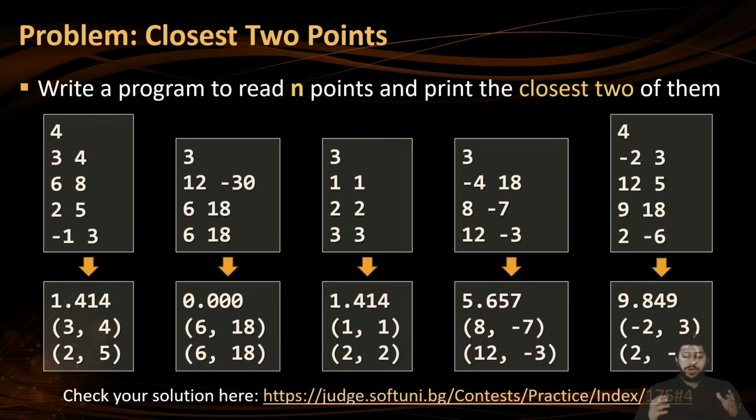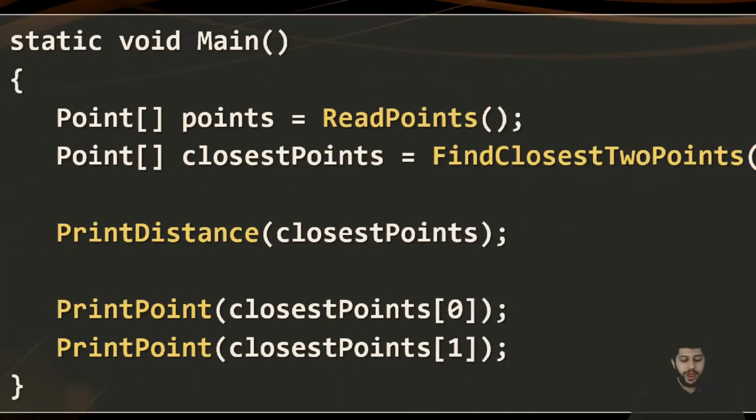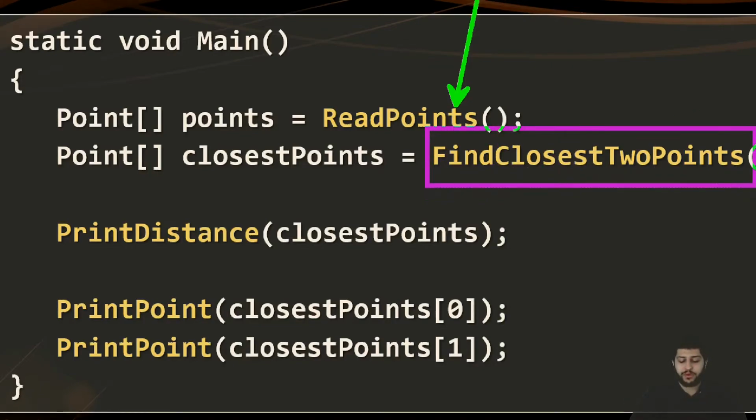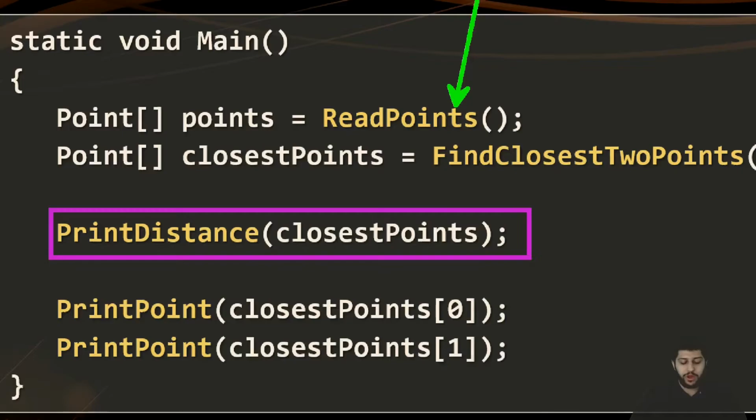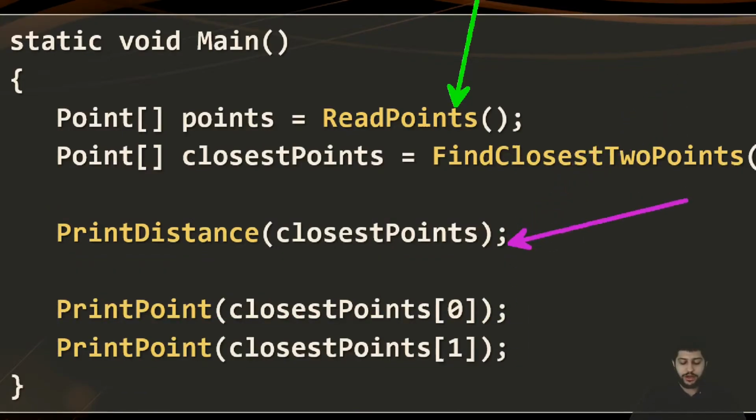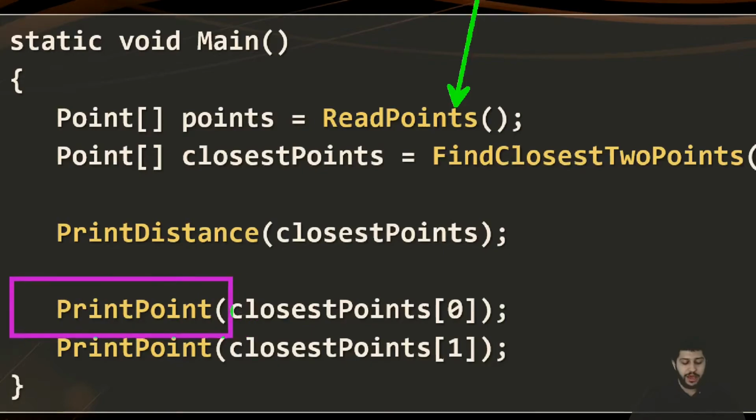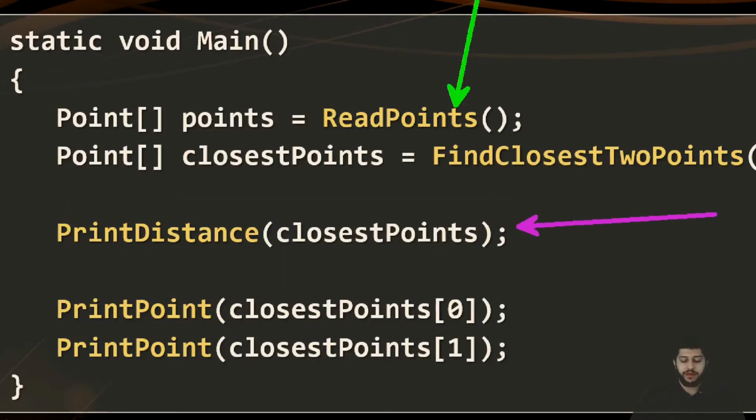Now, what we did was we created a method that is going to read points from the console, and we did that actually in a previous exercise. What we did after that is we created a method that is going to find the closest 2 points together. Here they created 2 methods called print distance and print point, but we actually left this one out. It doesn't really matter. We could also create it, but it's not a significant change to our program.